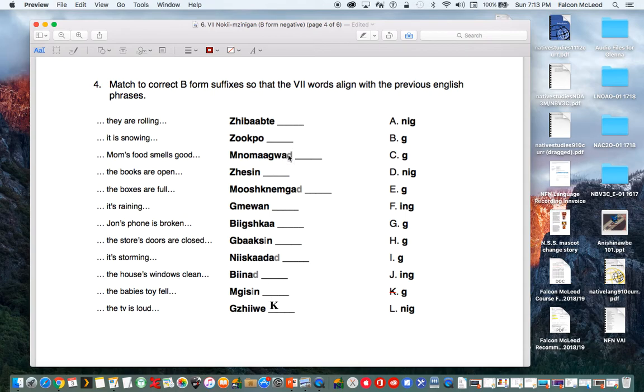So remember, our VI words end in D sounds. They're gray here because we dropped them from our speech. We replace them with our Bform endings. So these are Bform positive phrases here. We're not doing negative yet. This is just refreshing our lesson from last week about positive Bform.